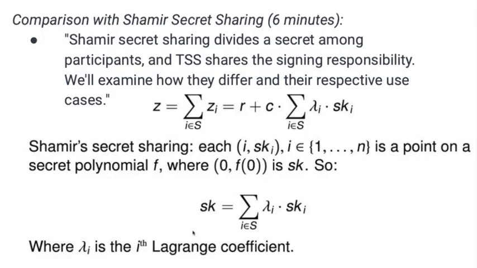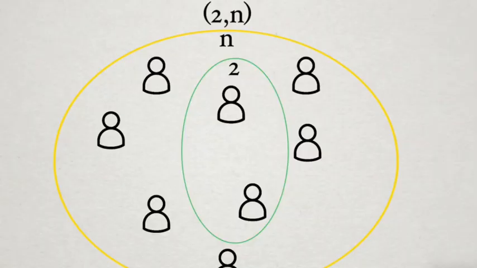Comparison with Shamir secret sharing. Moving further, let's draw parallels between threshold signatures and Shamir secret sharing. The latter involves dividing a secret S into N shares, Si, where a threshold T of shares is required to reconstruct the secret. Comparing this with the threshold signature scheme, we observe that both approaches distribute responsibility among participants, yet they differ in their ultimate objectives. The former aims to collaboratively generate a signature, while the latter focuses on reconstructing a secret.